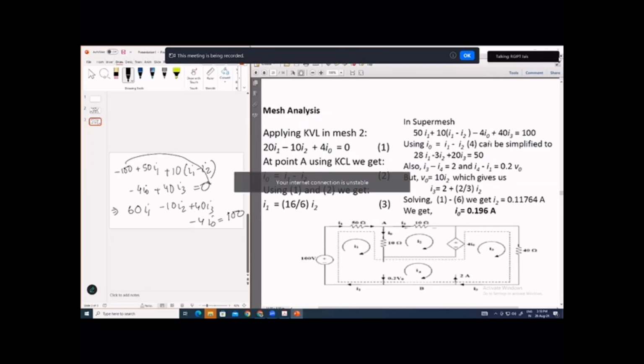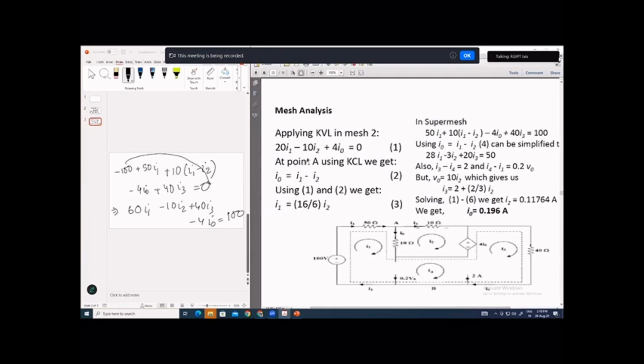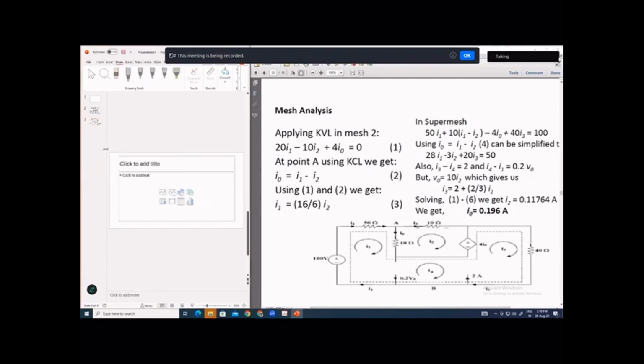But how many unknowns? 4 unknowns are there, and also there is I0. So we have to do something about it. Then let us write KCL equations. At point A, at this point, let us write the equation. Now we have to make more equations so that you'll be able to solve.